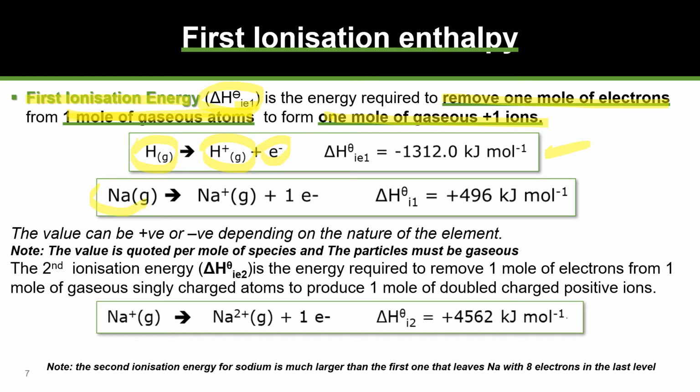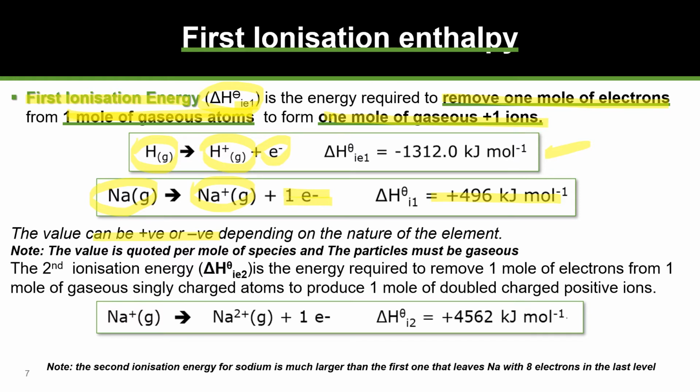In the case of the sodium, when the sodium loses the electron, it requires energy to be given, and the value is 496 kilojoules per mole. The value can be positive or negative depending on the nature of the element.